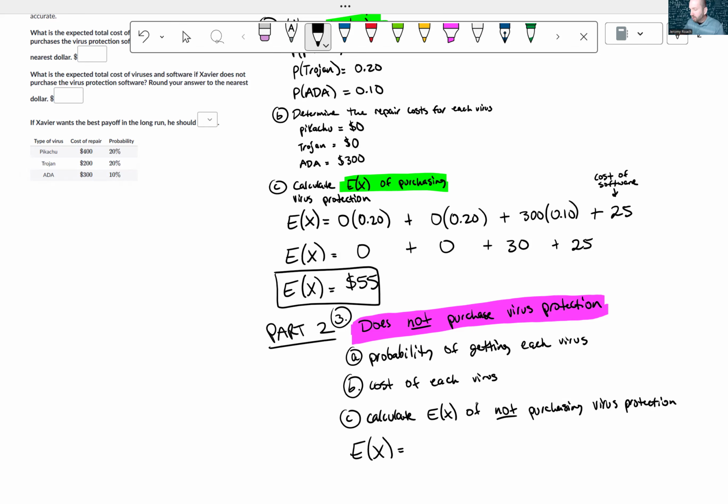We're just going to figure out now if he got the Pikachu virus, that would cost him $400. He has a 20% chance of getting that virus. If he got the Trojan virus, that would cost him $200, and he has a 20% chance of getting that virus. If he got the ADA virus, that costs him $300, and he has a 10% chance of getting that virus.